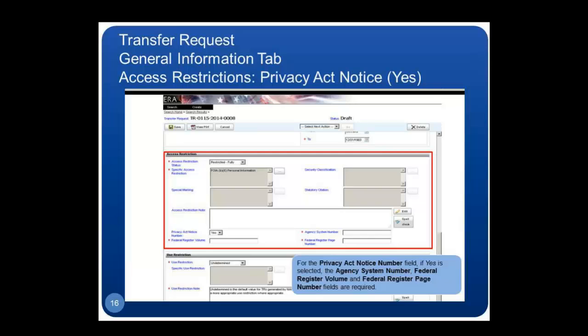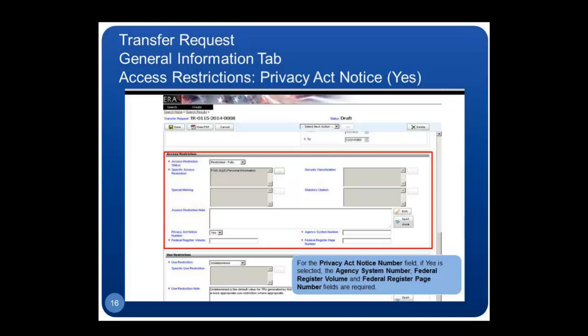Next section, the access restrictions tab. Again, this is one of the most complicated pieces of the entire form, and, as I said repeatedly, some of the most important parts. If there is an indication in the ARCIS data that there is some Privacy Act information in the records, for whatever reason, perhaps that was noted on the 135 or something else may have triggered it, then the information we're loading into ERA will say Privacy Act notice number. It's a yes-no field. It will say yes.